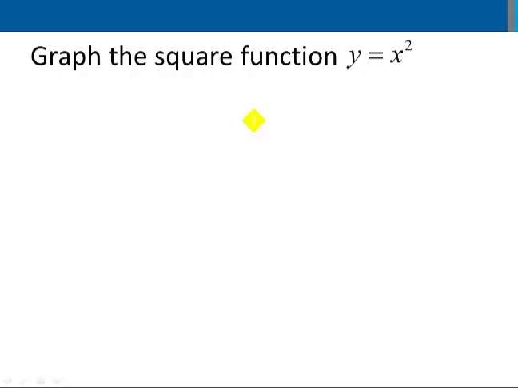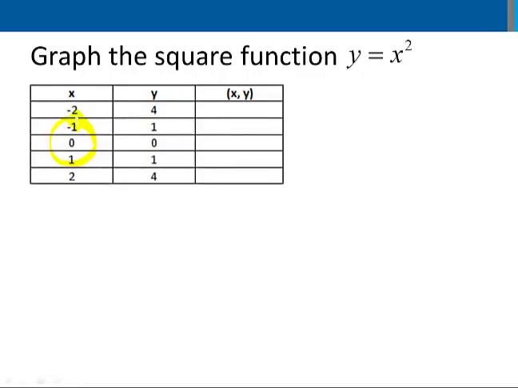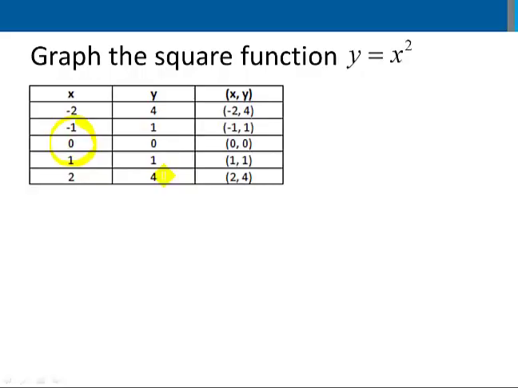Next is y equals x squared. Our 3 key points include x values of -1, 0, and 1, and I've thrown on -2 and 2 here for a little more accuracy if you want to include those points on your graph. Corresponding y values will be 4, 1, 0, 1, and 4, resulting in ordered pairs (-2, 4), (-1, 1), (0, 0), (1, 1), and (2, 4).